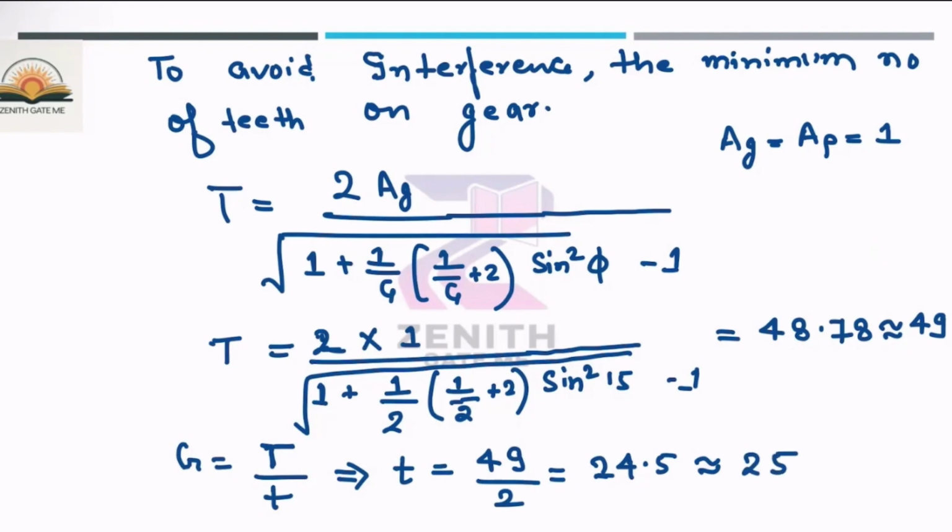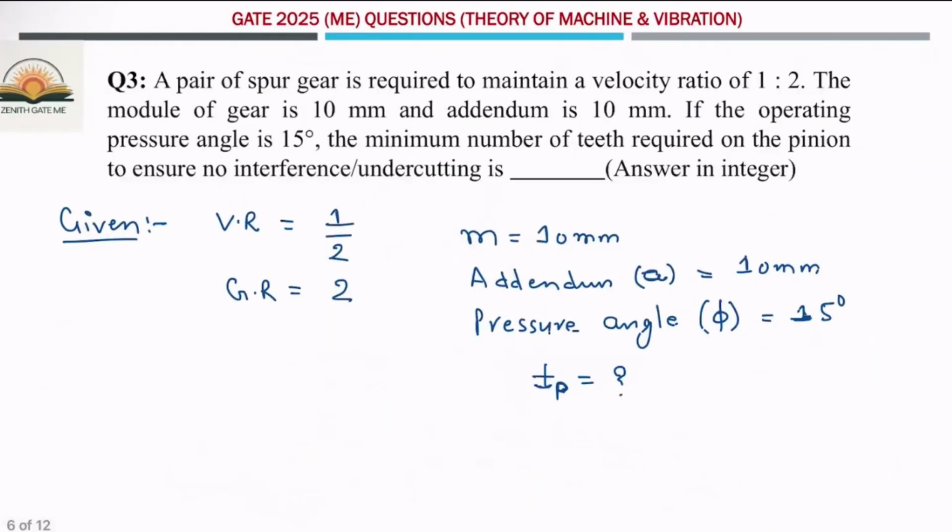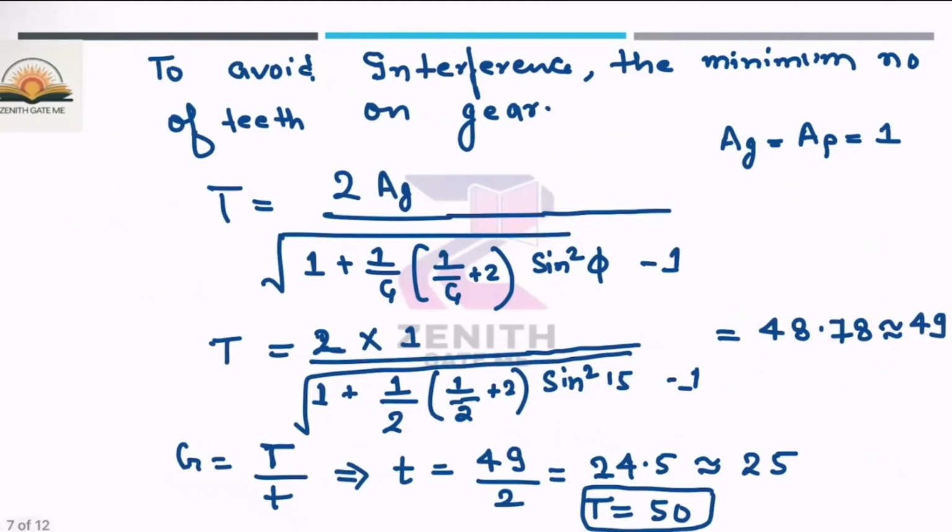So based on this teeth on pinion, you can again calculate the number of teeth on gear, which is nothing but 50, because the gear ratio is 2. So this is 25, this is 2. So the t value will be 50. But in this particular question, you have to calculate the value of number of teeth on the pinion. So what will be the correct answer? The correct answer for this question is nothing but the teeth on pinion is 25. Teeth on pinion will be 25.